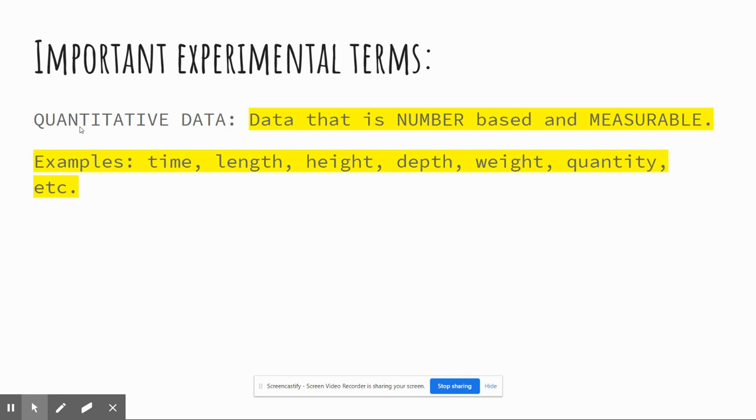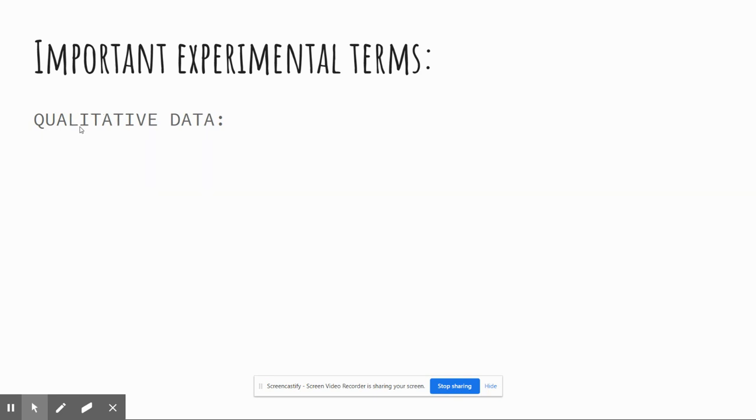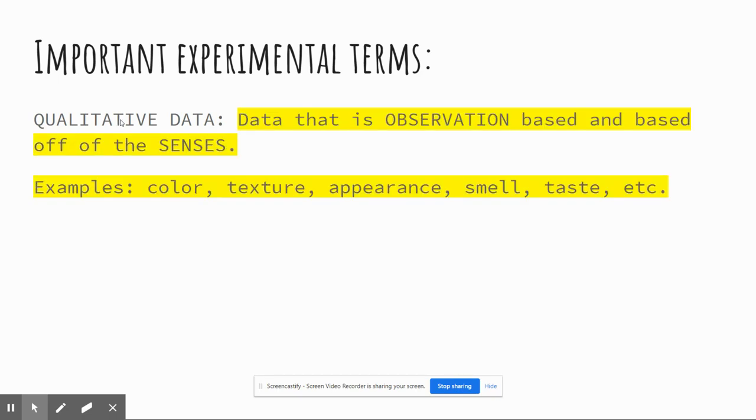The other type of data is qualitative. When we see qualitative, this is going to be something that is observation-based. So you can think like quality. Is it a high quality, low quality? So this is something that you can observe, but it's not going to be something that's related to numbers. It's usually based off of your senses, right? So things that you can touch, taste, see, smell, hear.